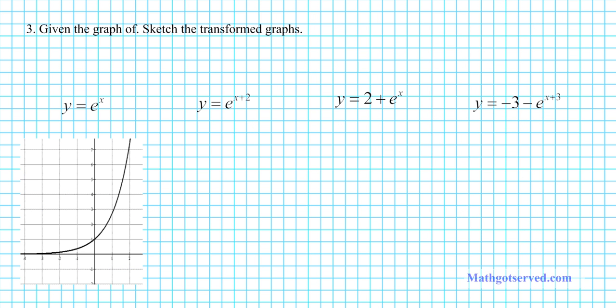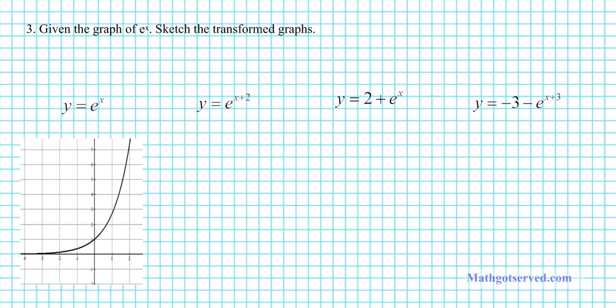All right, let's take a look at question number 3. It says, given the graph of e to the x, sketch the transformed graphs. So this right here is the graph of the exponential function e to the x, and these ones right here represent transformations or translations to the original function.